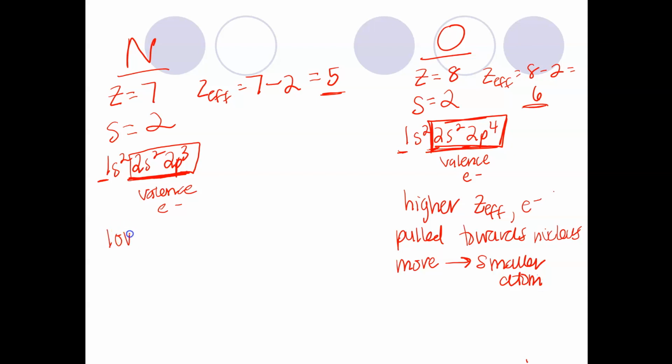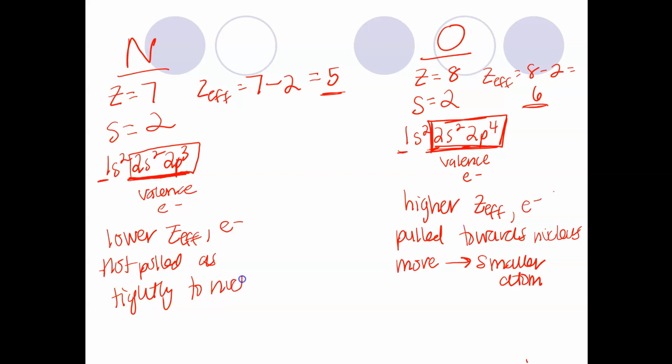So this one has a lower Zeff. So the electrons are not pulled as tightly to the nucleus, so it's going to be a bigger atom. The electrons are more spread out. They're not pulled towards the center as much. So we had to talk about the effective nuclear charge because the next thing we're going to do is talk about the trend for size. And this is going to explain why the trend works the way it does.